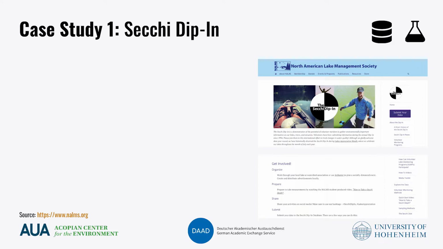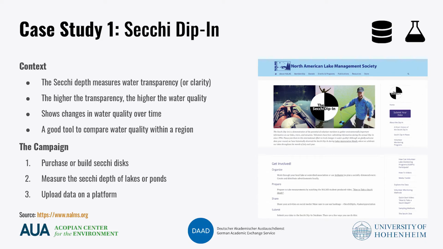The Secchi disc, created in 1865 by Angelo Secchi, is a plain white and black circular disc, 20 or 30 centimeters in diameter, used to measure water transparency in bodies of freshwater or marine water. It measures water transparency or clarity. In general, the higher the Secchi depth, the higher the water quality.